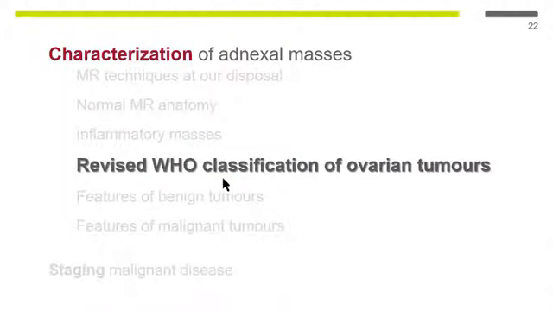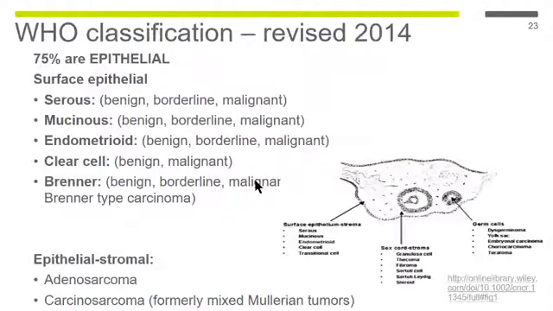Moving to the revised WHO classification of ovarian tumors, if you remember nothing else from this talk, this is the bit to remember. There are really three categories: the epithelial tumors, the sex cord-stromal tumors, and the germ cell tumors. And of those three categories, the epithelial are by far the commonest.